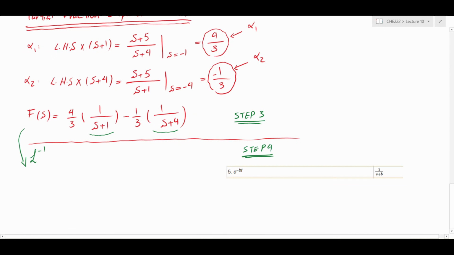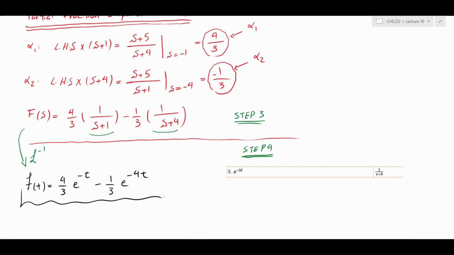So if we follow this expression, the inverse Laplace transform of 1 over s plus b is e to the power of minus bt. So we can simply find f(t), which is 4 over 3 times e to the power of minus t minus 1 over 3 times e to the power of minus 4t. And this will be the solution of the second order linear ordinary differential equation.